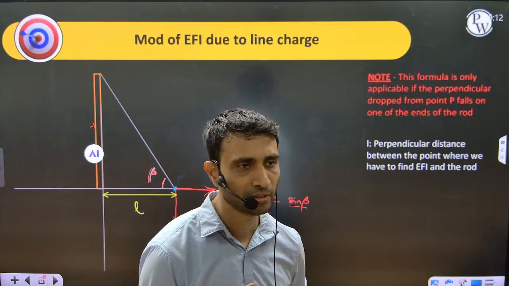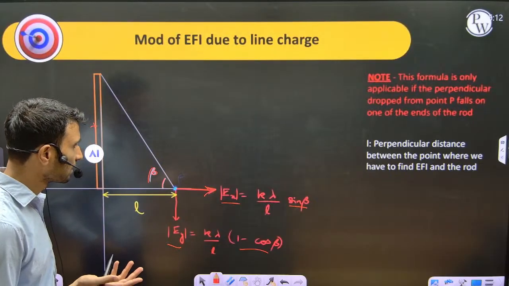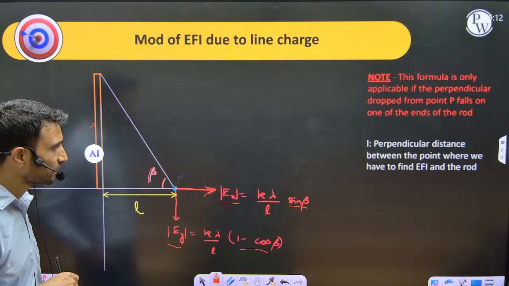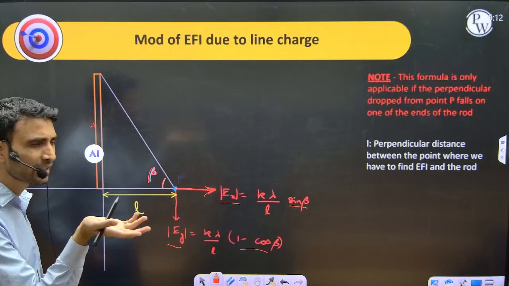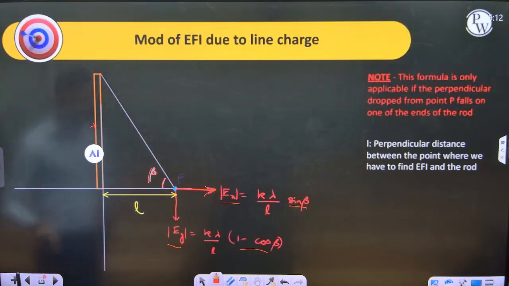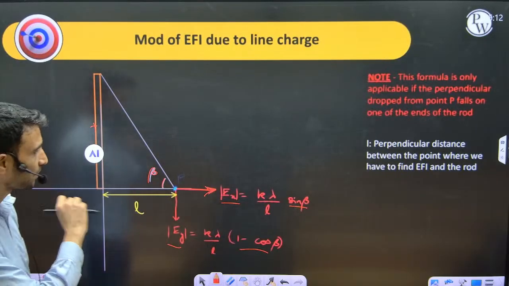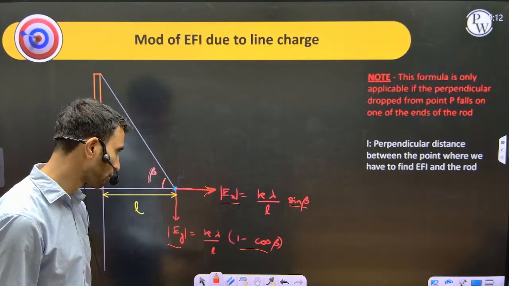So I'll go to the, or fine, because let's do the derivation also. Fine, no problem. But it'll take a long time. I was thinking to not go to it, but it is there in the book, so I should do it. Fine, let's do the derivation. So we'll have to derive these formulas, k lambda by L sin beta and k lambda by L 1 minus cos beta. So let's see how we'll derive them.